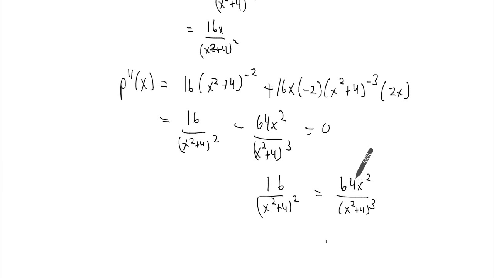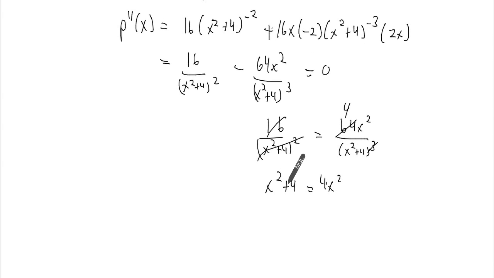Now the 16 and the 64 can cancel out, leaving me with just 4. And 3 here and 2 here, so these disappear and this becomes just 1. Cross multiplying up, I get 1 times x squared plus 4 is going to equal 4x squared. Simplifying, bringing these over to the other side, I get 0 is equal to 3x squared minus 4.